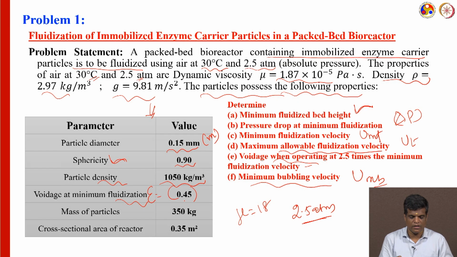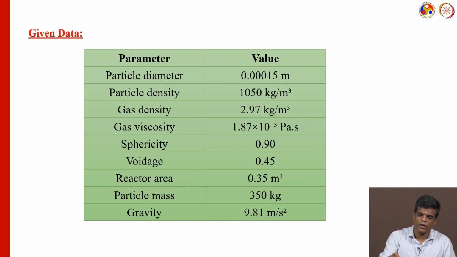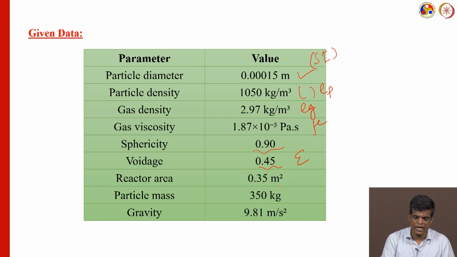Then the mass of the particle is 350 kg. Then the cross sectional area of the packed bed bioreactor is 0.35 meter square. Using this we have to find these. Same thing, the particle diameter we convert in terms of SI units. Then there is the particle density, we call rho P, the gas density rho G, viscosity mu, then the sphericity, voidage, reactor area, particle mass, then gravity.